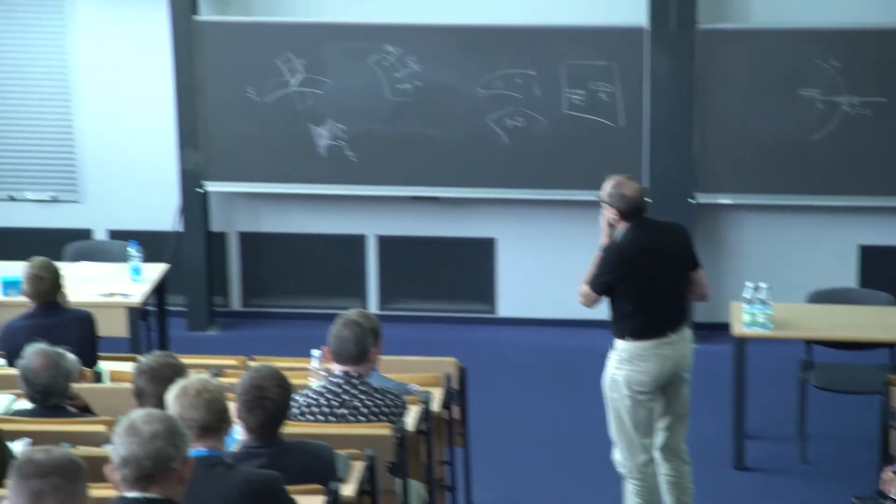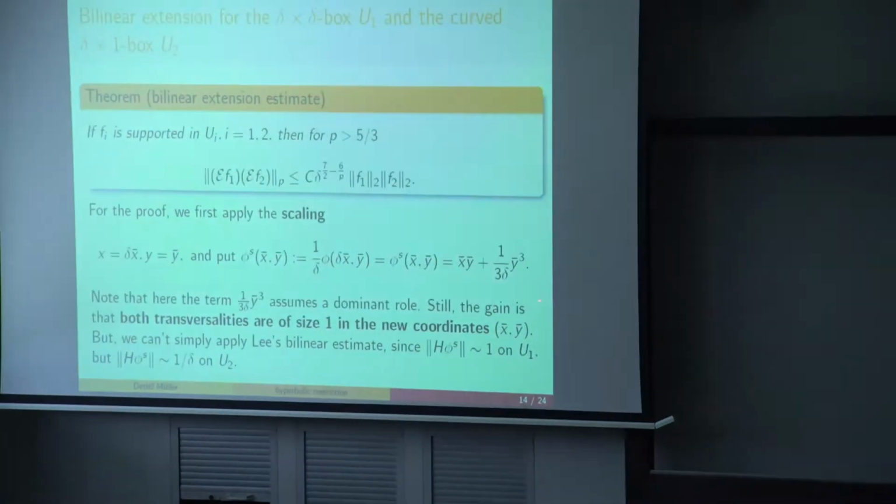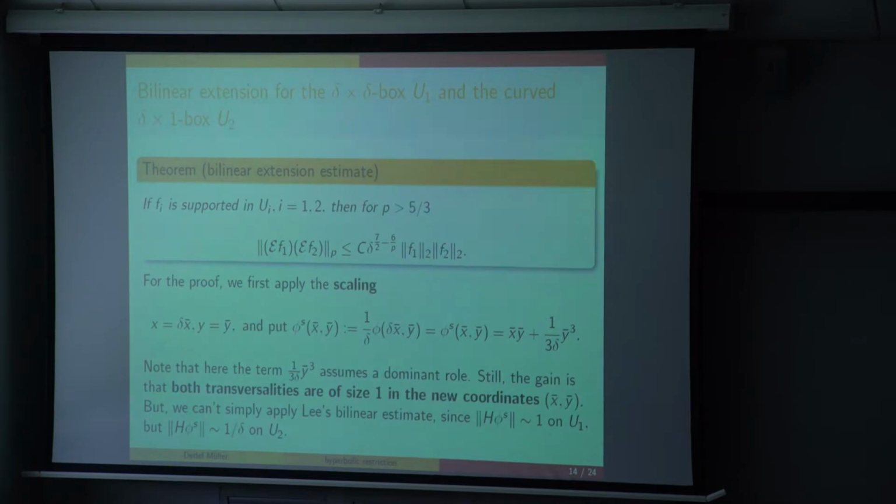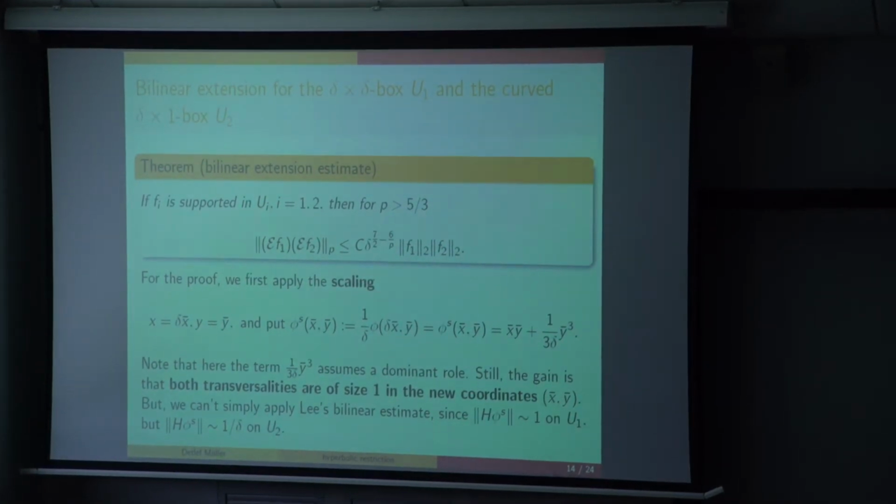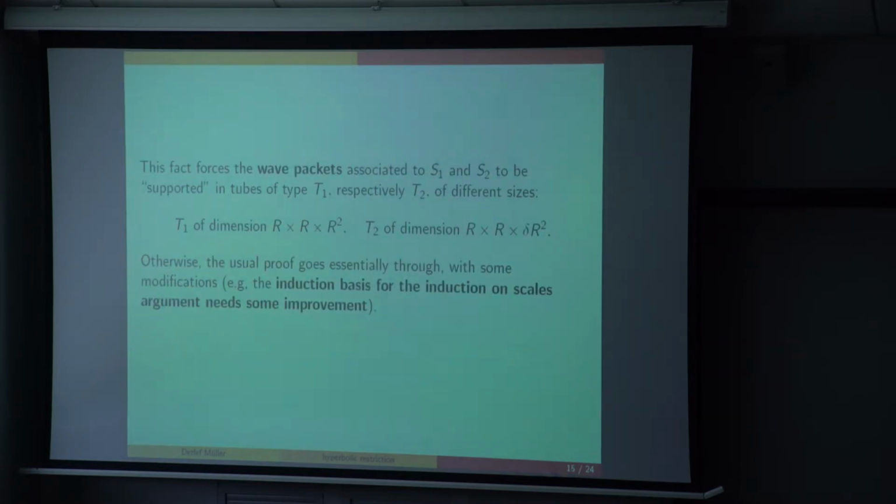But you see, because of this big term here, the Hessian determinant is very big, and so we cannot just simply apply Lee's theorem, because the derivatives blow up, of size 1 over delta. And so we have to go into the proof. But we have already studied in an earlier paper such similar situations. So this leads to the fact that the tubes in which wave packets are supported have to be of different lengths, so to speak.